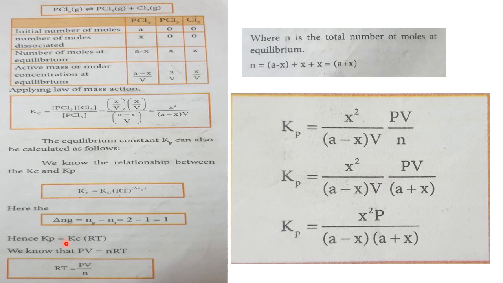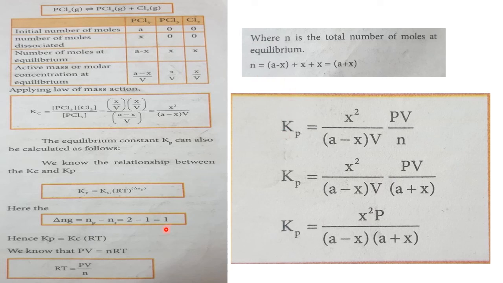Just write PV is equal to nRT, which you already know. From this relation we can write RT is equal to PV by N. Then we have to calculate N, the total number of moles. For the total number of moles, take the last column and add all the numbers of moles at equilibrium: A minus X plus X plus X. The minus X and plus X cancel. So A plus X, and N is equal to A plus X.